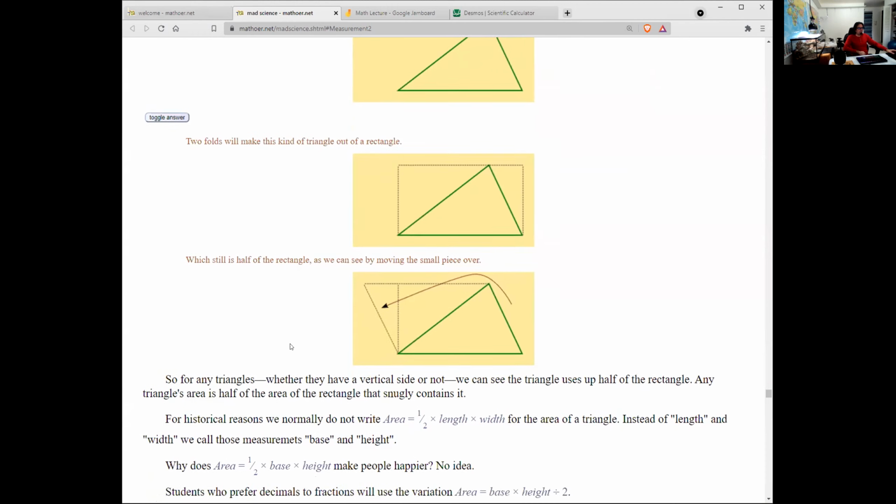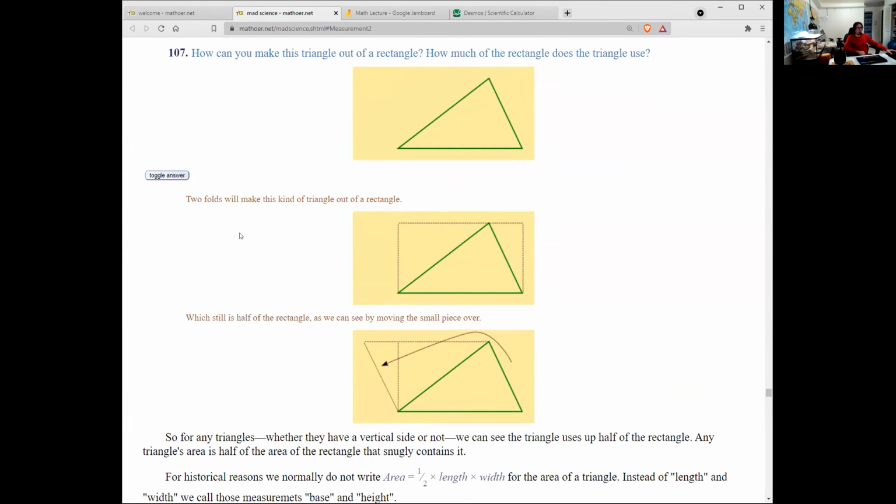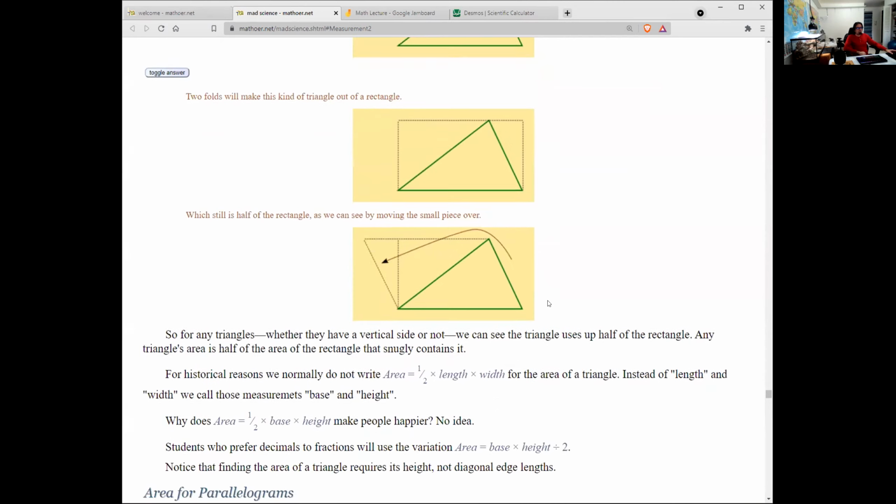So now you can feel smart. It wasn't that 1/2 base times height was this weird magic formula given to Pythagoras when he went up on Mount Sinai. Now you can figure out why this works too.